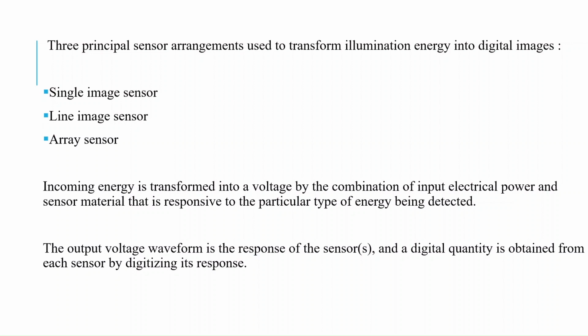In this video, we'll be talking about single image sensors, line image sensors, and array sensors. Incoming energy is transformed into a voltage by the combination of input electrical power and sensor material that is responsive to the particular type of energy being detected, and the output voltage waveform is the response of the sensors. This waveform helps us in formation of the image, through another topic, sampling and quantization, and the digital quantity is obtained from each sensor by digitizing its response.